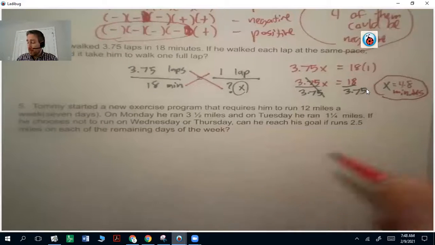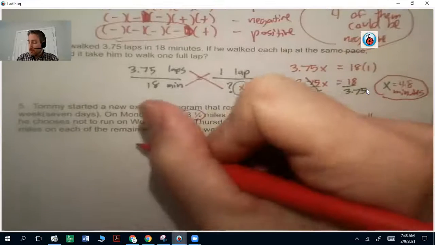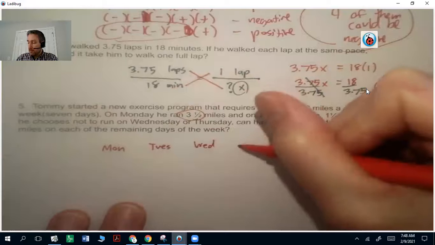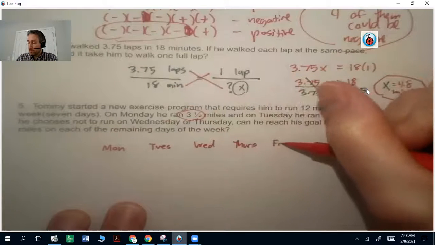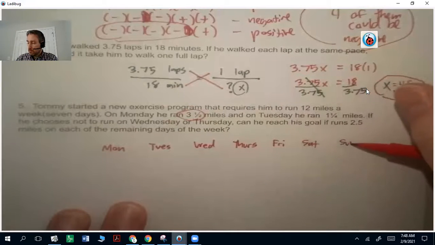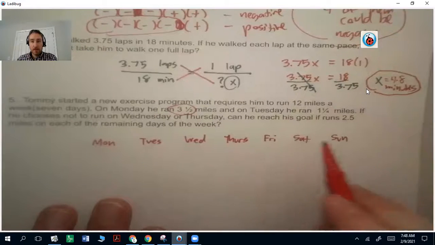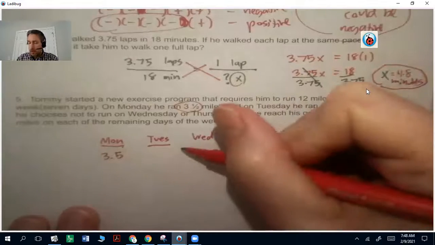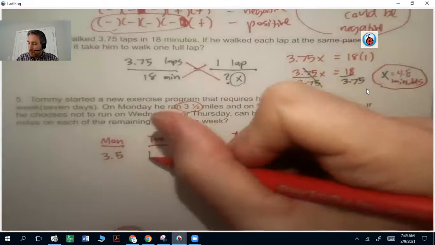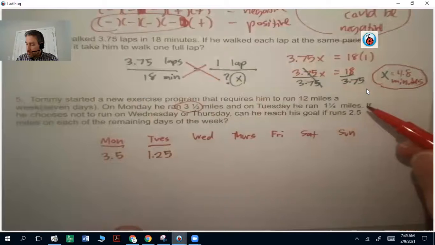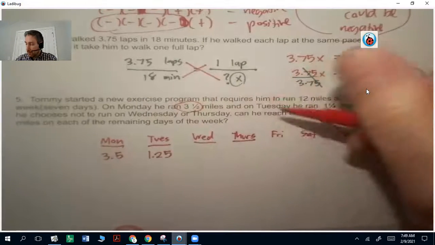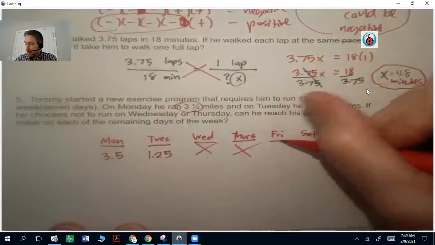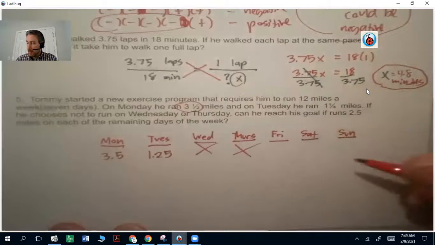Well, you basically got to add. Honestly, you can just kind of list your days out. Monday, Tuesday, Wednesday, Thursday, Friday, Saturday, Sunday. On Monday, he's 3.5 miles, say 3.5. Tuesday is 1.25. Quarter is 25 cents, so 1.25. He chooses not to run on Wednesday or Thursday. Can he reach his goal if he runs 2.5 miles on each of the remaining days of the week?